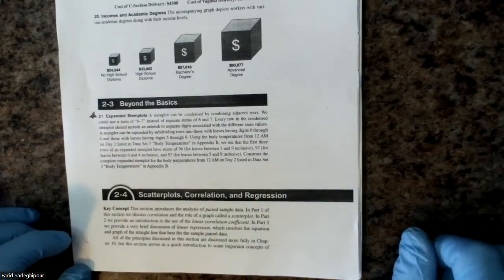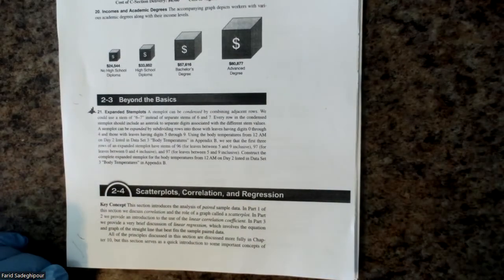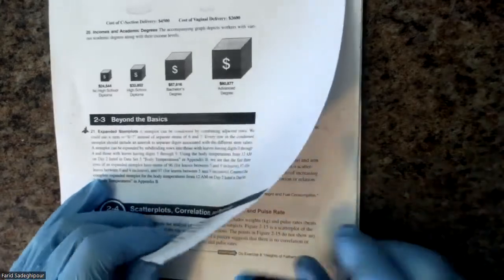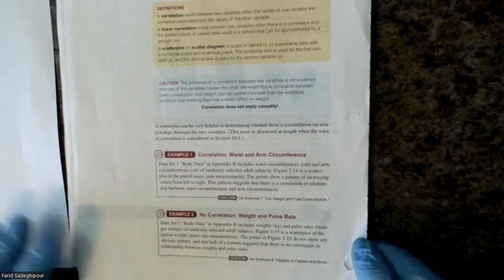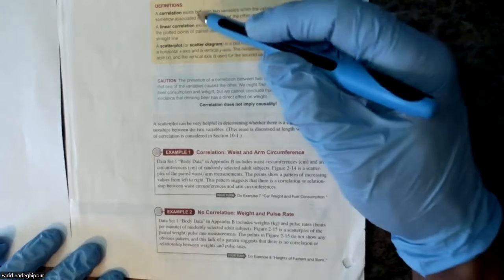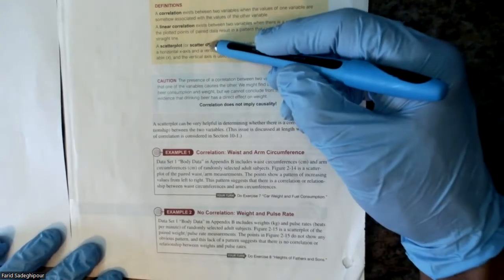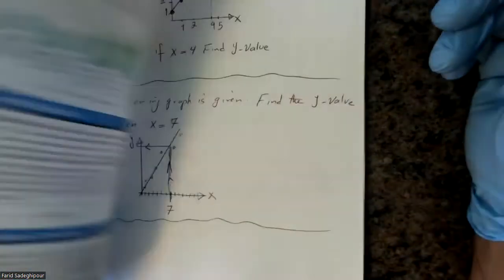Section 2.4, scatter plot, correlation, and regression. There are three definitions here: correlation, linear correlation, and a scatter plot that we would like to discuss here.